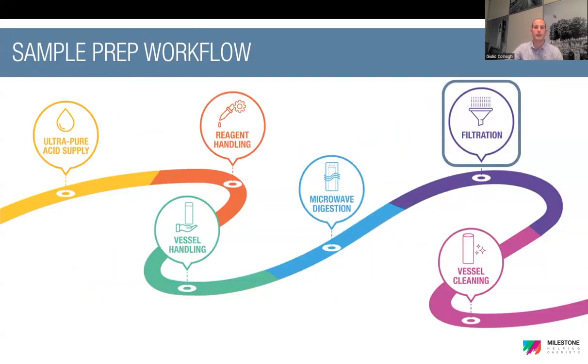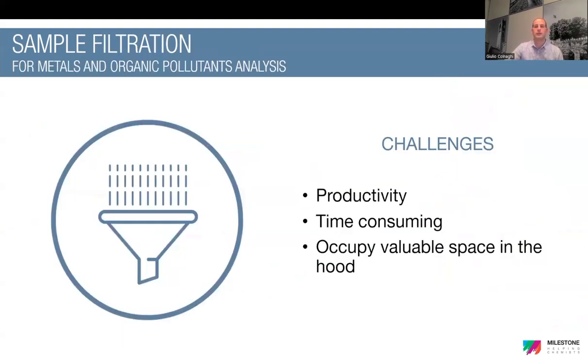Moving from microwave digestion and extraction to the filtration, because after these processes we need to filter and separate the solid particles from the liquid. This is also a very challenging step, because it impacts the productivity. It is typically done with filter paper under the fume hood, is very time consuming, and often takes a lot of space under the fume hood, reducing the work area for the operators.